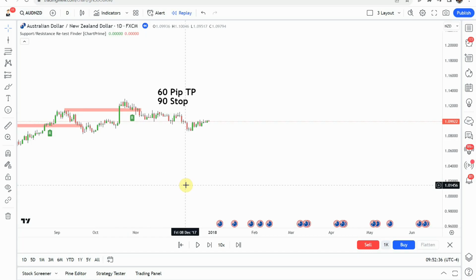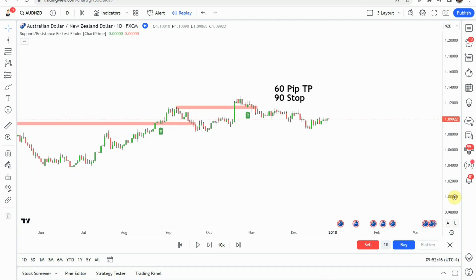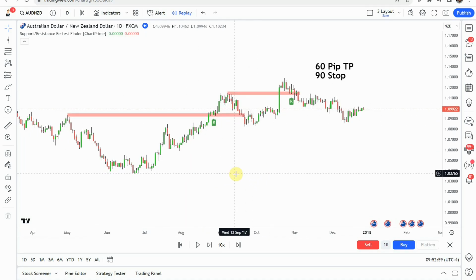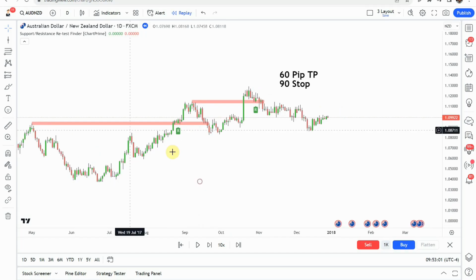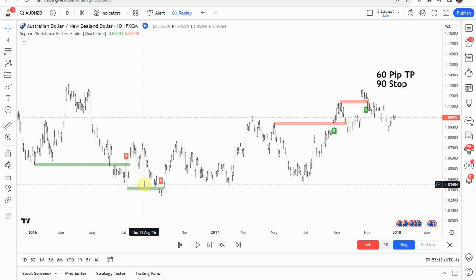Okay, so today we are testing the support and resistance retest finder indicator. And you can see it here on screen. The indicator itself displays areas of support and resistance, and as the name implies, it is telling us when there is a retest of that support and resistance. And so what we'll see is the support and resistance being displayed by either a red bar like this or a green bar like these here.